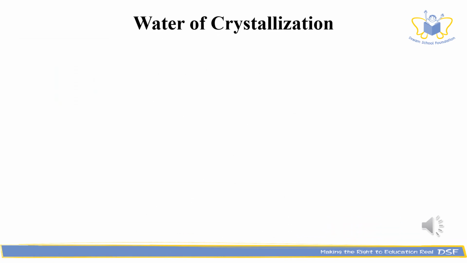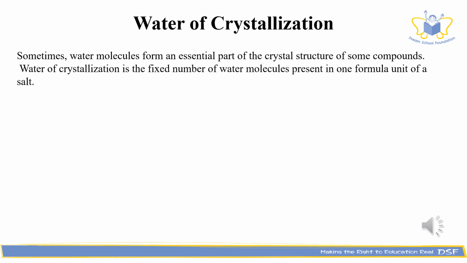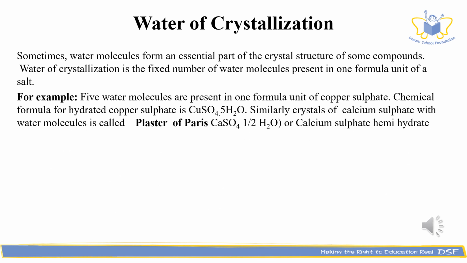What is water of crystallization? Sometimes water molecules form an essential part of the crystal structure of some compounds. Water of crystallization is the fixed number of water molecules present in one formula unit of a salt. For example, 5 water molecules are present in one formula unit of copper sulfate. The chemical formula for hydrated copper sulfate is CuSO4 plus 5 molecules of water.